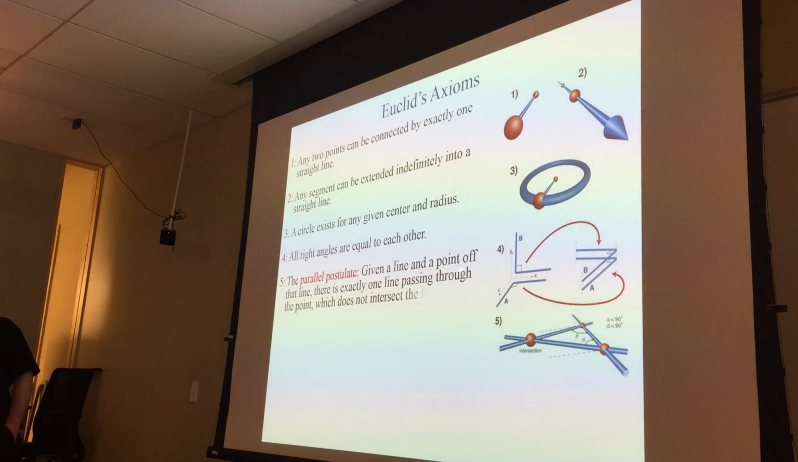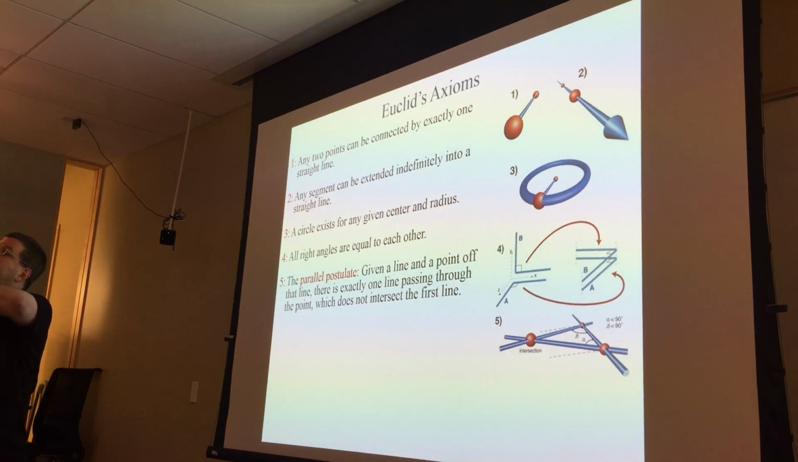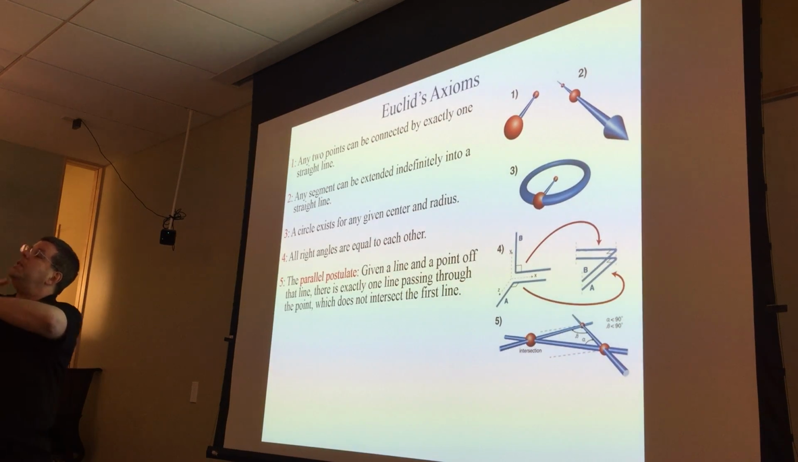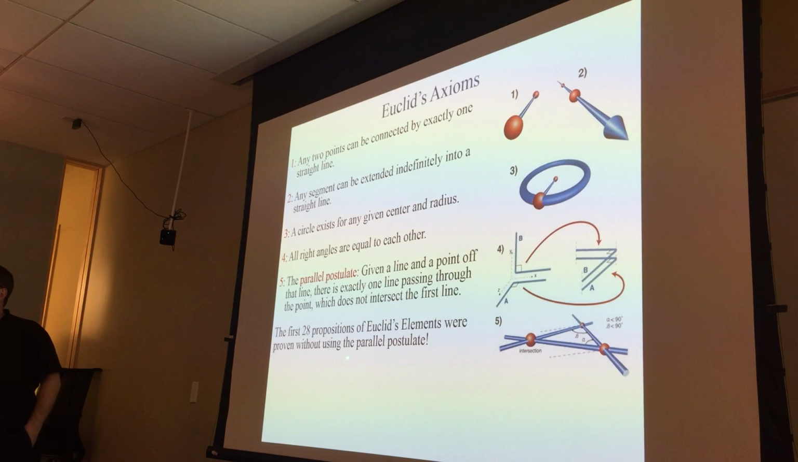And the parallel postulate. This one is the longest and the least obvious. Given a line and a point off the line, there exists exactly one line passing through that point, parallel to the first line, which is not intersecting the first line. So if you have a line and a point, only one line passes through this point that is parallel to the first. Not three lines, not zero lines, one line and one line only. Look how much longer that is than the first four.